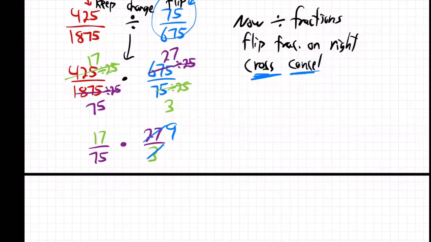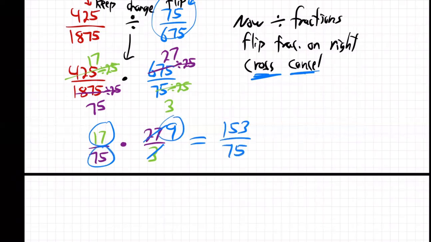Okay, what does that leave us then? That's as far as we can go. What's left? 17 times 9, which is 153, over 75. That's all we have left there. Oh, no, that's not true. We can reduce further, can't we? Darn it, this problem will never end. I'm ready for it to end.